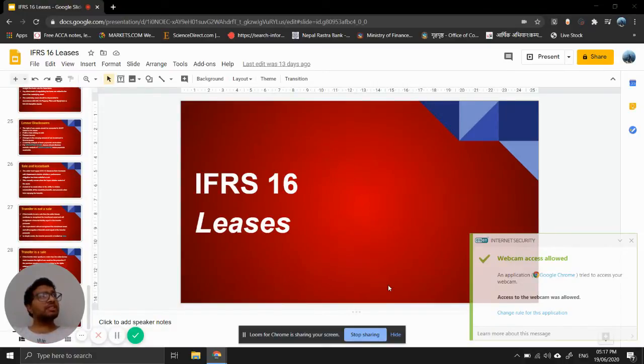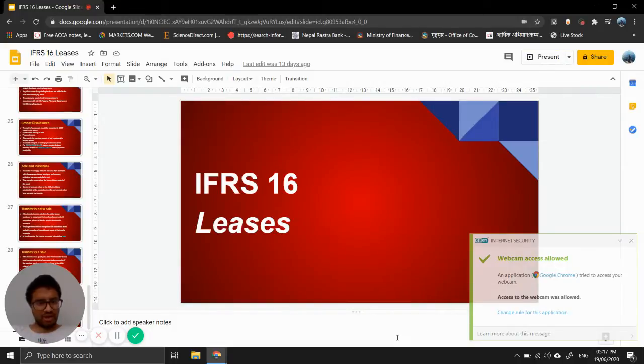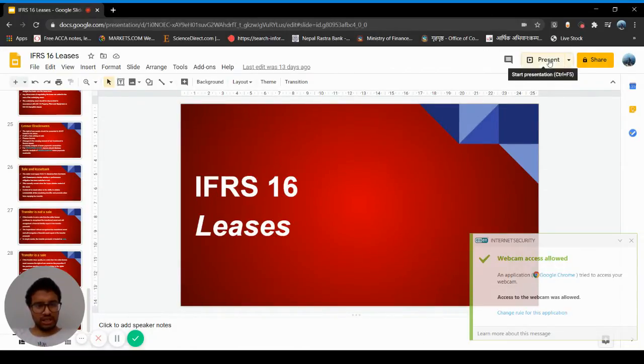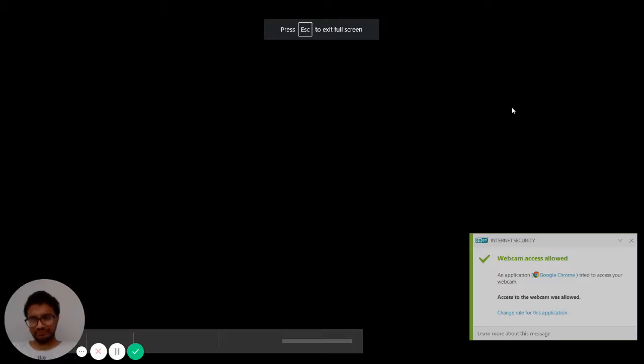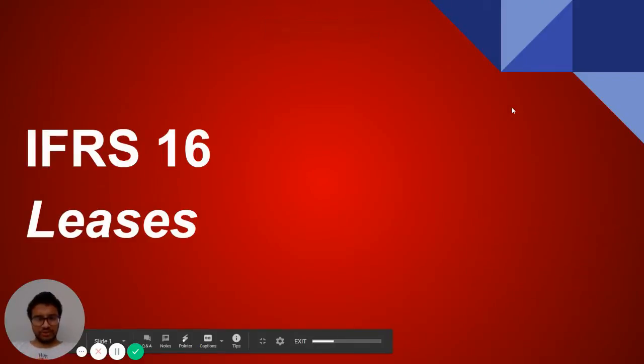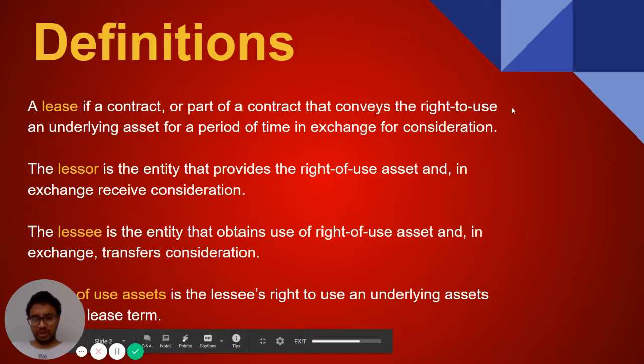So basically we will be discussing IFRS 16 Leases in this particular chapter. And what we will be looking at is, what is a lease? A lease is a contract.